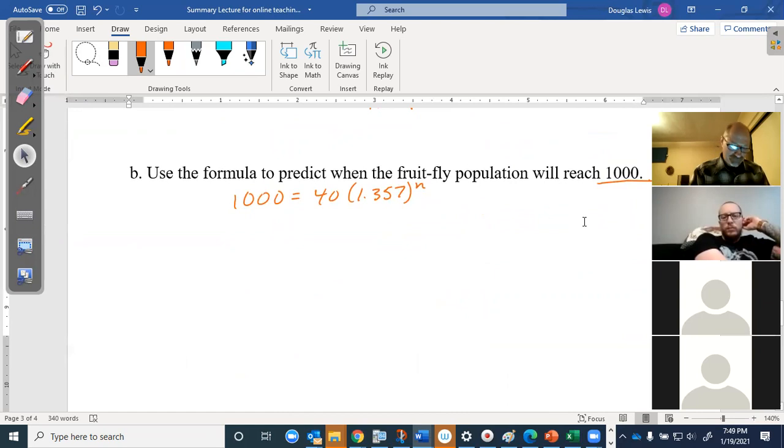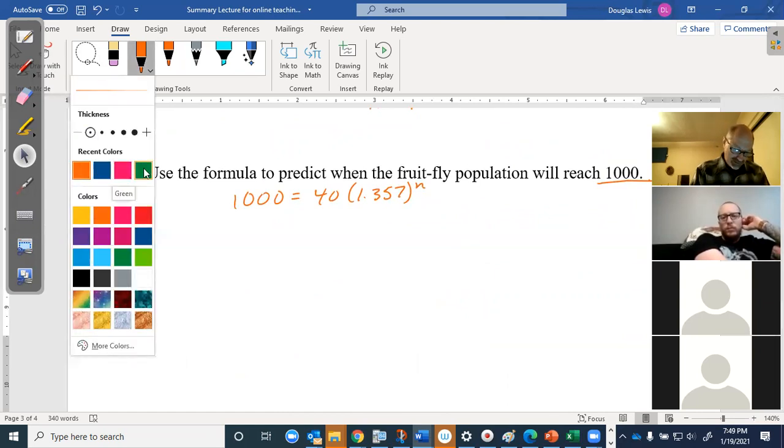Well, step one, to get to n, we unwrap the package. You start at the 40, right? How are we going to get rid of the 40? Divide by 40. Yes. Is anybody tempted to multiply 40 by 1.357? Yes. Okay, so resist the temptation. And why do you not multiply 40 by 1.357? It's because you don't know what n is.